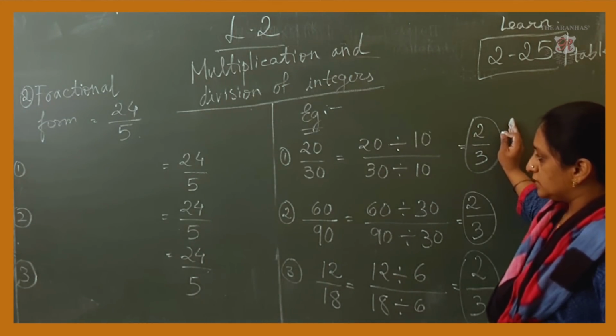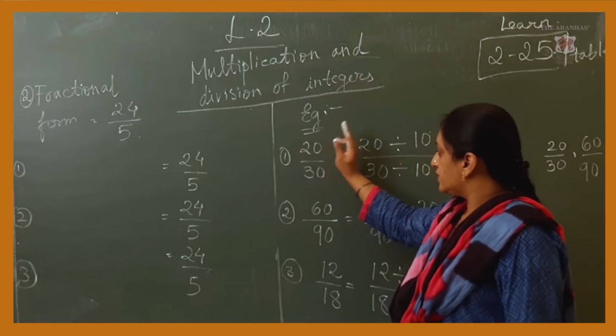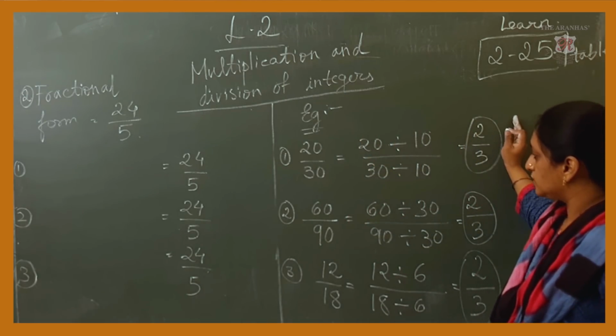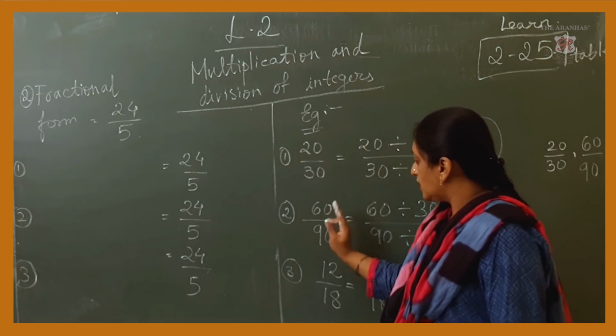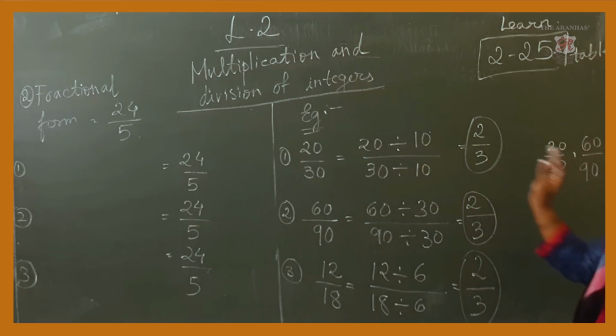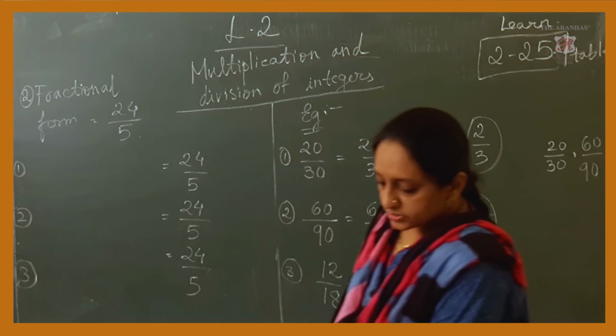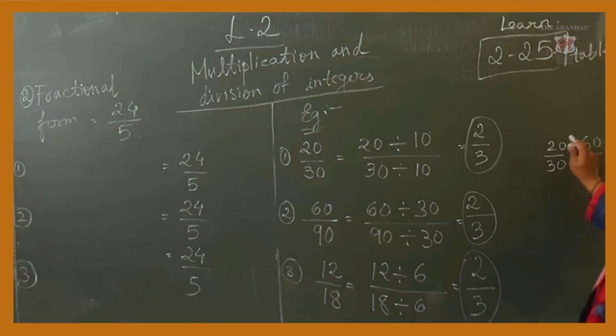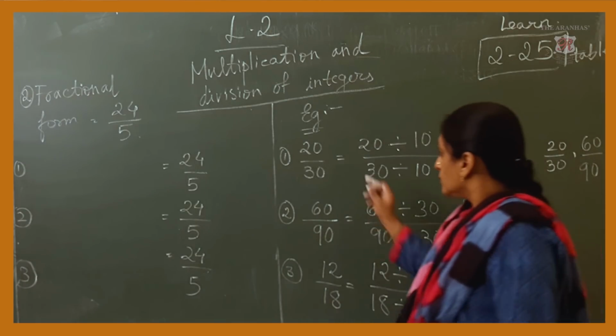I want 2 upon 3. I have to take two such numbers. When I divide them by a certain number, both of them, I get the answer 2 upon 3. So I have taken 20 upon 30, 60 upon 90, 12 upon 18. You can take any other division of integers, but you should get the answer 2 upon 3. So here my answer is the 3 divisions of integers whose fractional form is 2 upon 3: 20 upon 30, 60 upon 90 and 12 upon 18.